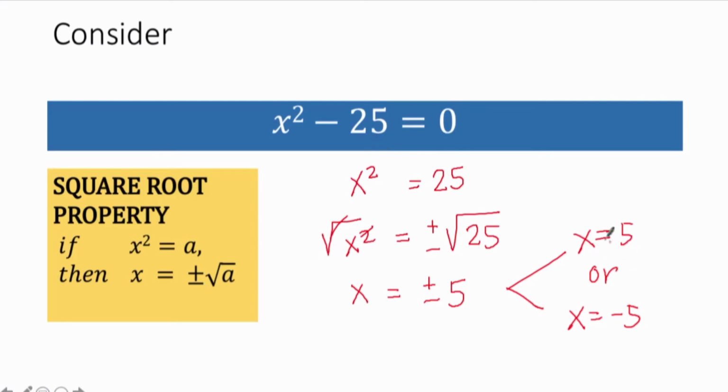So if x is 5, you have here 5 squared minus 25 equals 0, which is correct. If x equals negative 5, we have negative 5 squared minus 25 equals 0. Negative 5 times negative 5 is positive 25, minus 25 equals 0, which is also correct. So in this case, both x equals 5 and x equals negative 5 are solutions to the equation x squared minus 25 equals 0. And we solved this using the square root property.